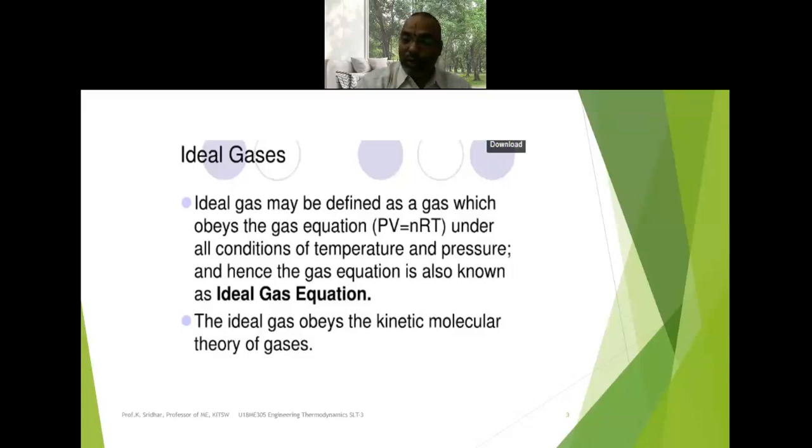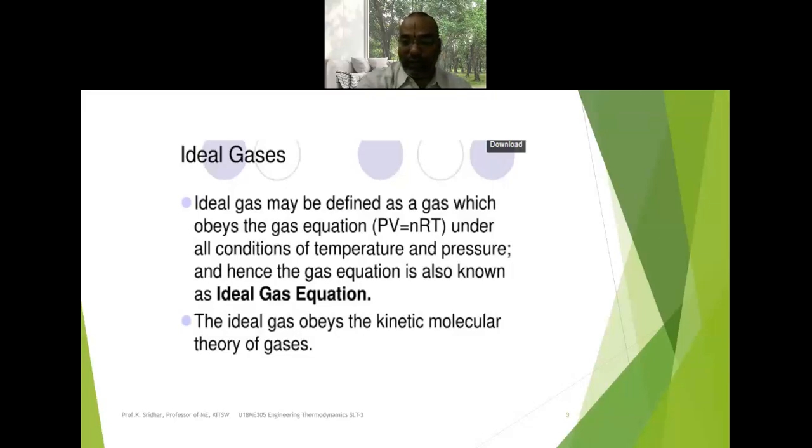The second point is also very important: the state of zero pressure of a real gas is called the ideal state. So what will happen at zero pressure? That is very important. That is the identical behavior of a real gas.